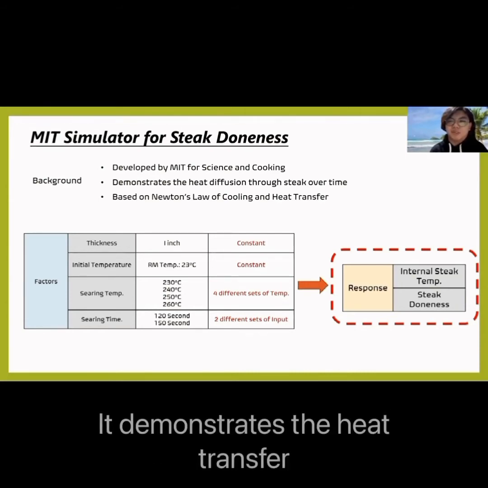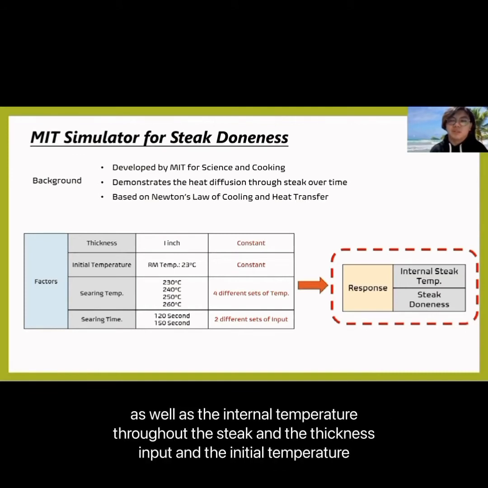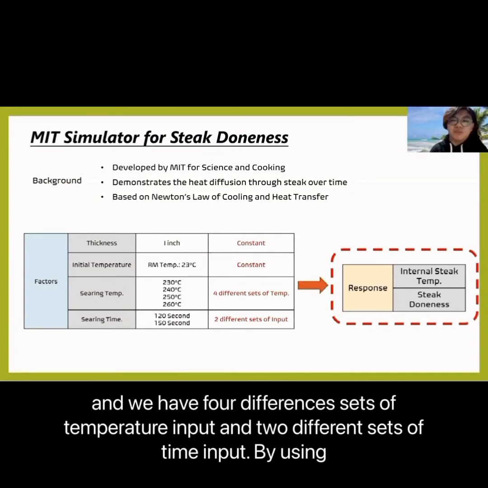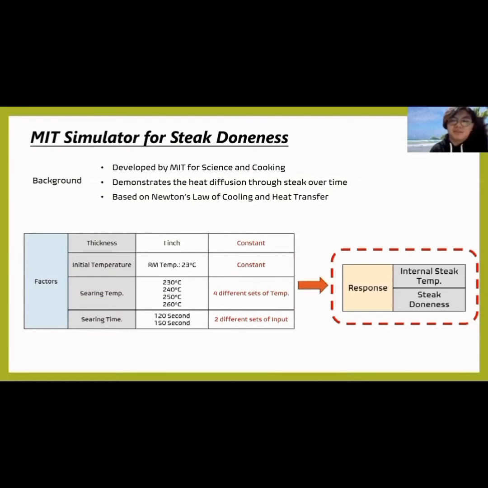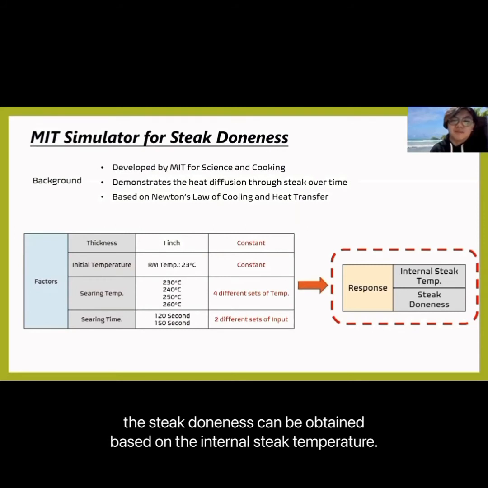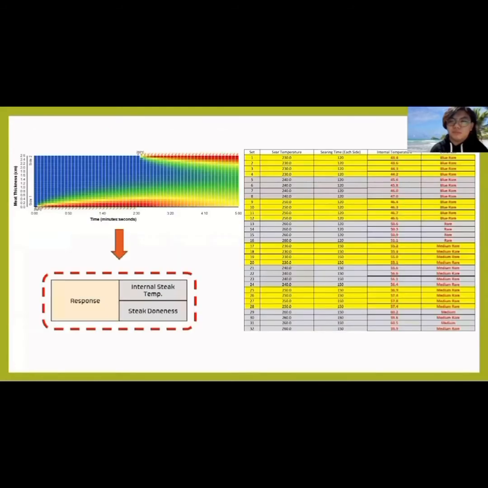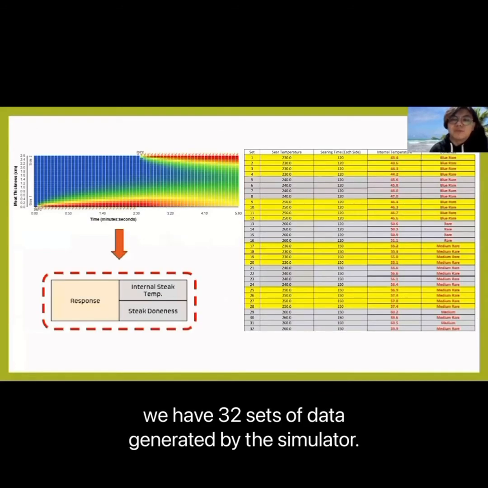It demonstrates the heat transfer as well as the internal temperature throughout the steak, and the thickness input and the steak initial temperature are based on our assumption. We have 4 different sets of temperature input and 2 different sets of time input. By using the MIT simulator, the steak doneness can be obtained based on the internal steak temperature. We have 32 sets of data generated by the simulator.